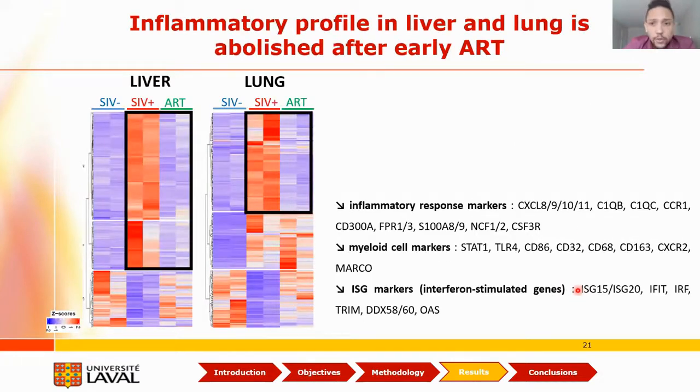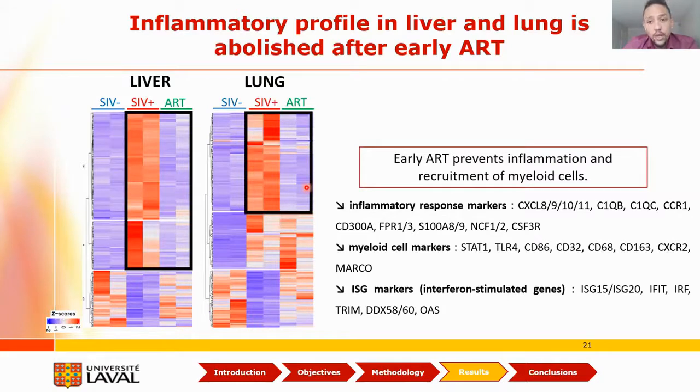First, transcriptomic analysis showed that early ART significantly decreased, as shown here and here, transcripts of pro-inflammatory cytokines, myeloid cell markers, and interferon markers, demonstrating that early ART prevents inflammation and the recruitment of myeloid cells.